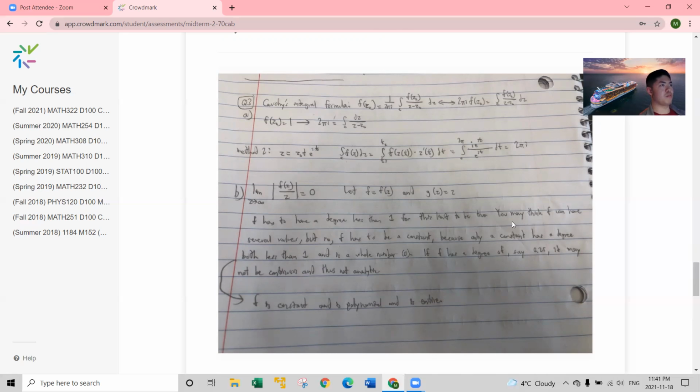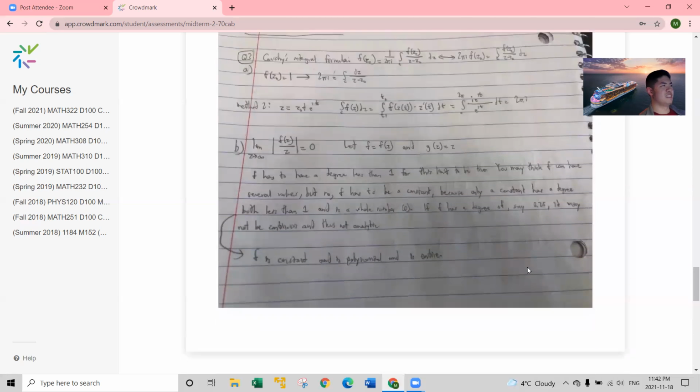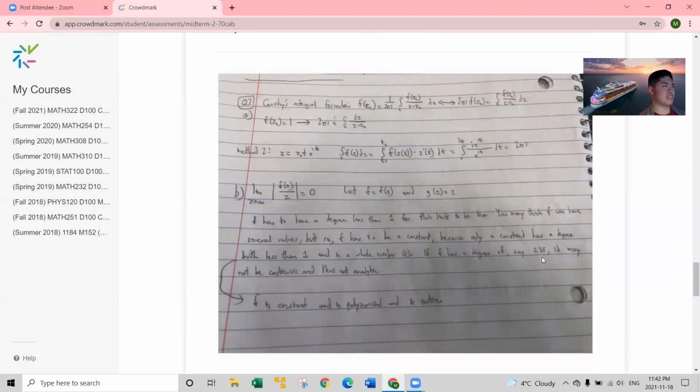It has to be 0 because if it's any other value, then it's not continuous along the entire complex plane, thus not entire. So I said f has to have a degree of 0, so f is constant and it's a polynomial and it's entire. I'm not very confident about this answer. I hope I get some marks for this.